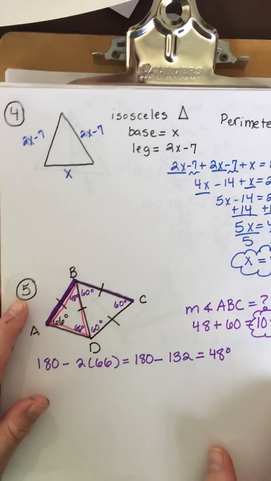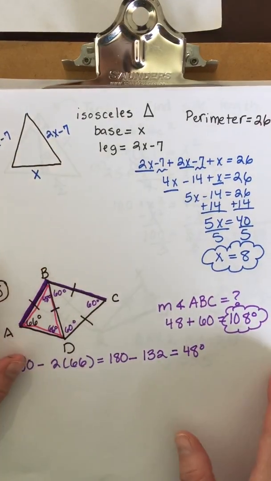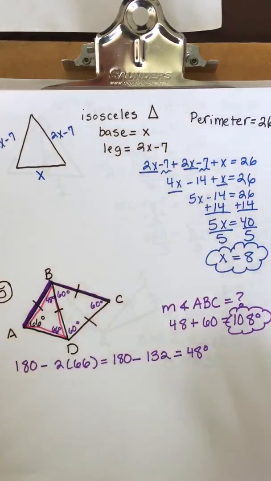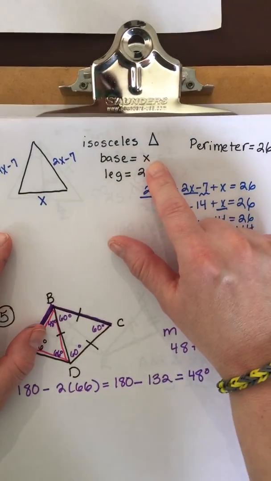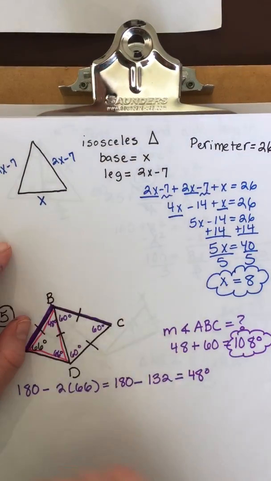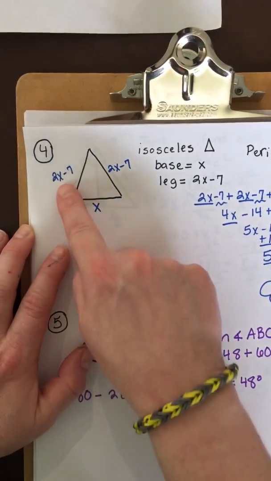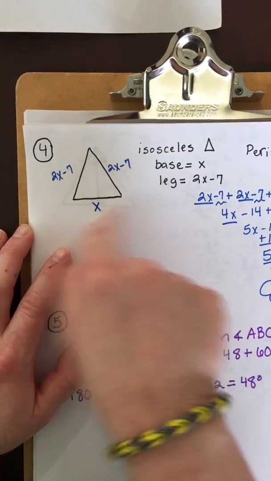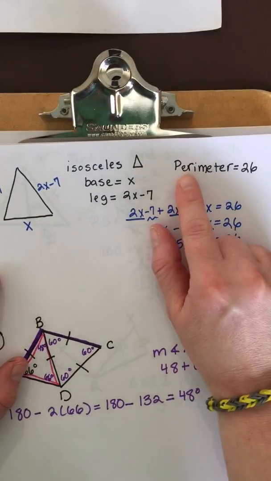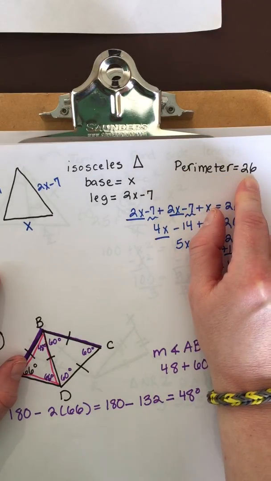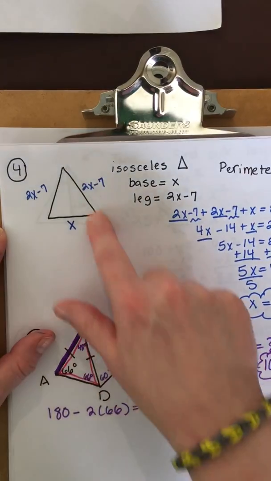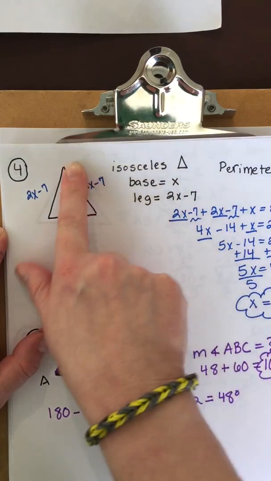All right, for number 4, I just drew this generic triangle. It says we have an isosceles triangle. We have that the base is x. We have that a leg is 2x minus 7. Well, if one leg is 2x minus 7, then the other leg is 2x minus 7. They also tell us that the perimeter is 26. Perimeter is when you add up all the sides of a polygon, right?